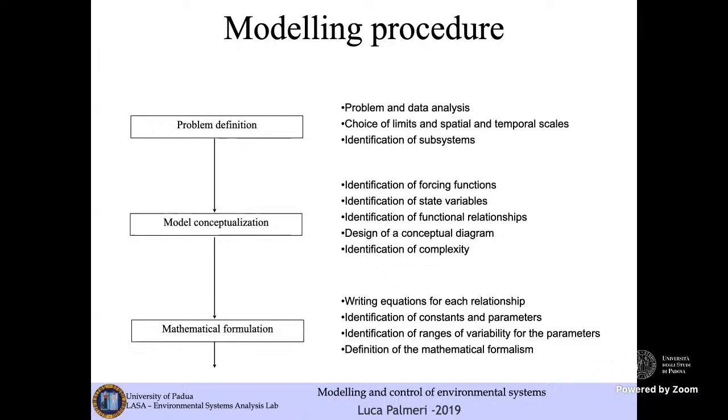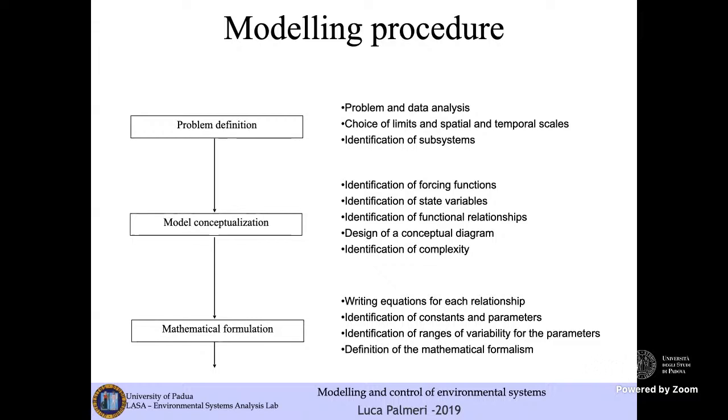Once you have a model conceptualization, you are ready to start the mathematical formulation phase, in which you write explicitly equations for each of the relationships that you have identified in the preceding phase. Then this is the point in which you identify constants and parameters. I remind you that universal constants depend on the units that you employ for describing the quantities that appear in your model. You also identify the range of variability of the parameters.